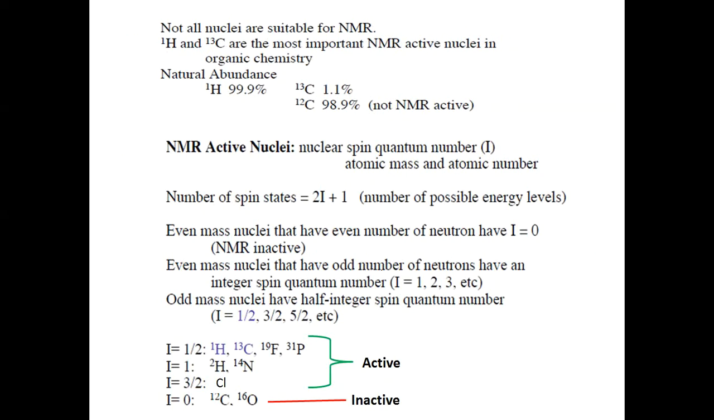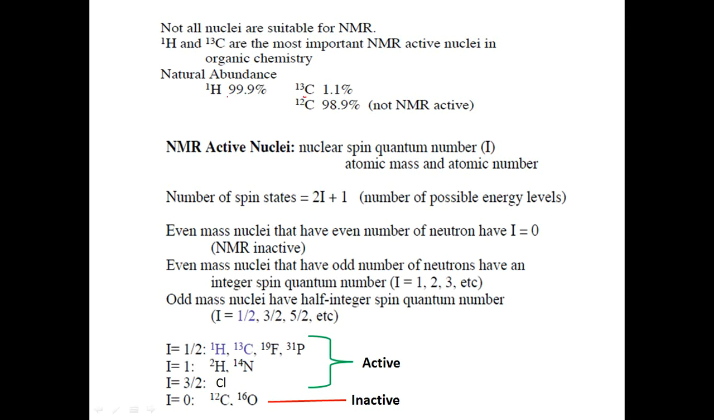So what kind of nuclei are active for NMR spectroscopy? Not all nuclei are active. There are very few nuclei which are active. Basically studied are the proton, that is H1 NMR, and C13 NMR, but there are many other NMRs that can be used, like P31, N15, F19. But majorly used in organic chemistry are C13 and H1.